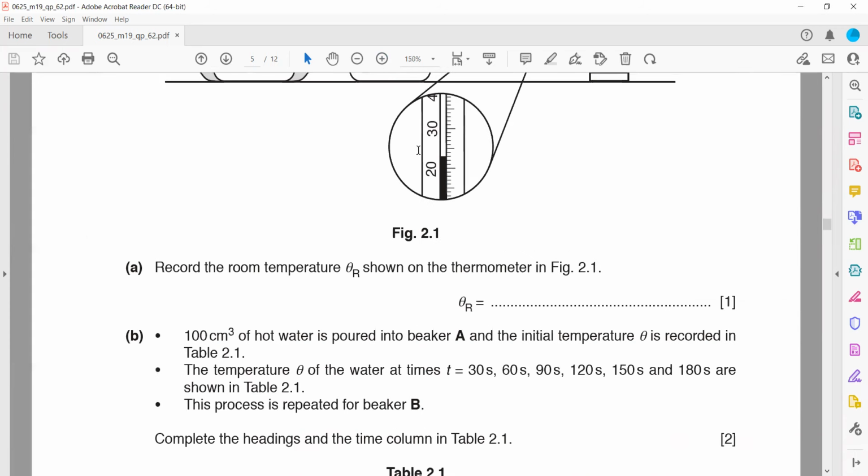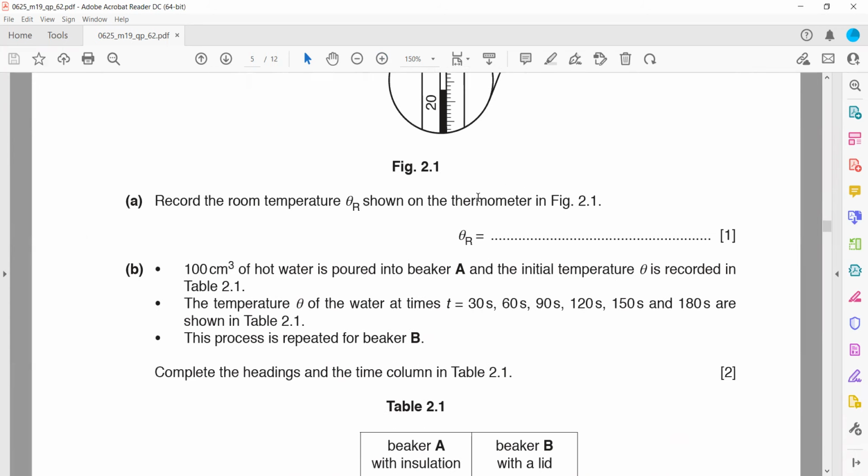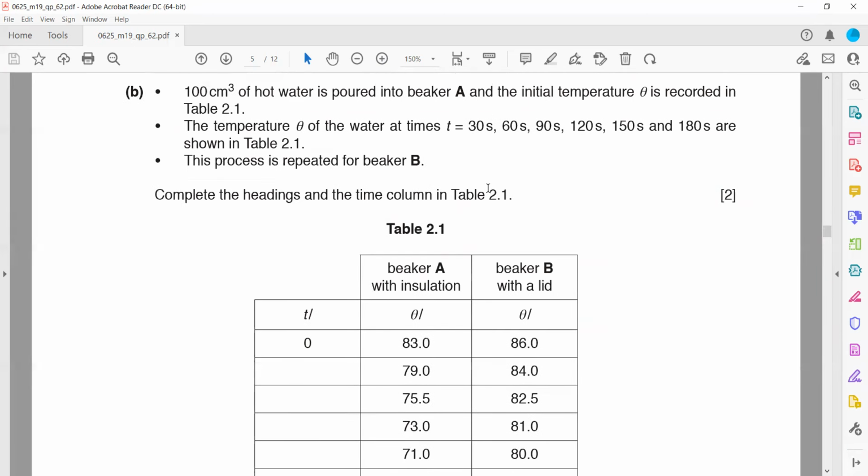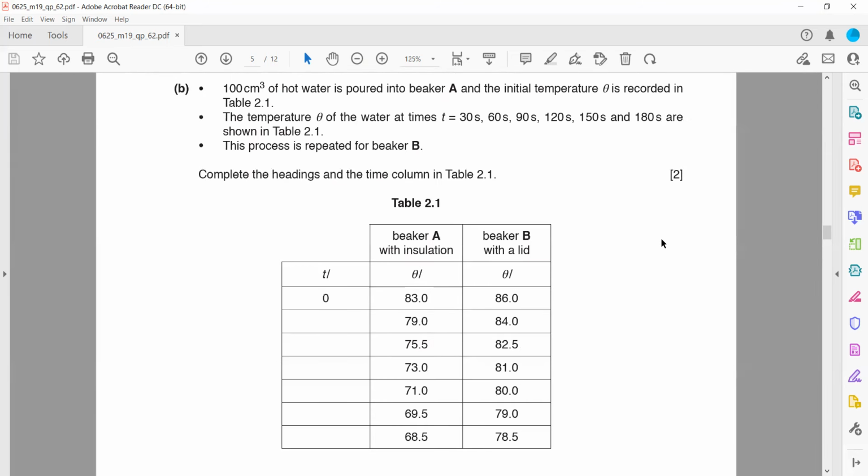Then 100 cm cube of hot water was poured into a beaker. The initial temperature was recorded in the table. The temperature theta for a time 30, 60, 90, 120, 150 and 180 are shown in the table. This process is repeated for beaker B, like one is with insulation, another one is with lid. Complete the column headings. So what does it mean? Column heading means the units that are used here. So what is the unit of time used? It is second, and the unit of the temperature is degree centigrade.